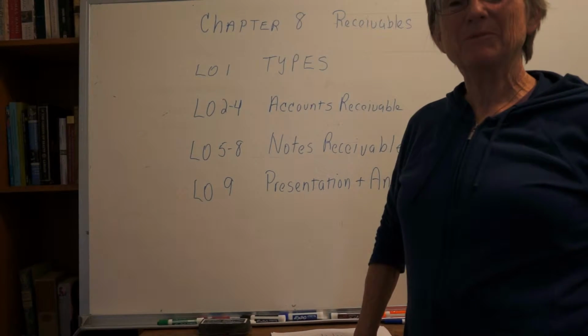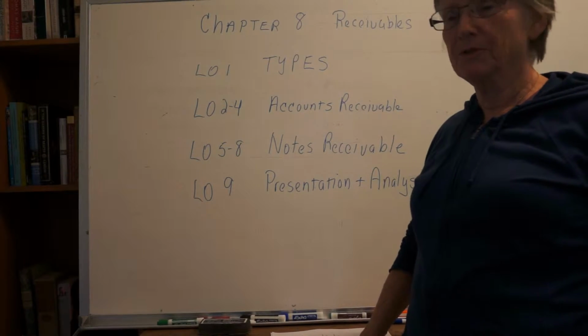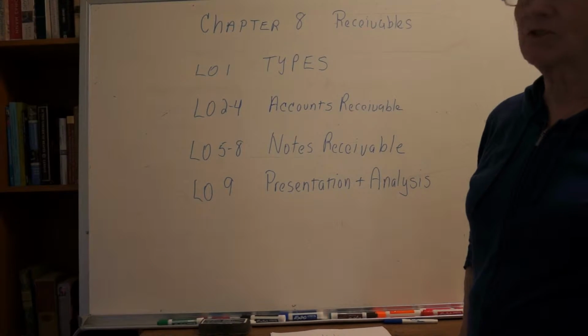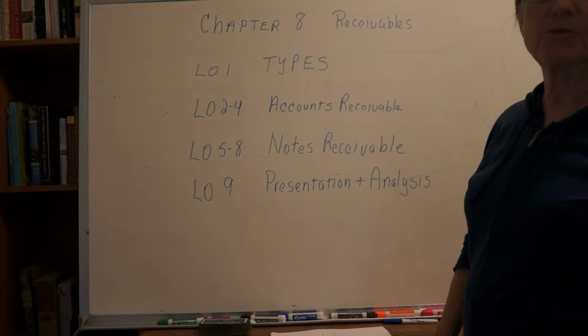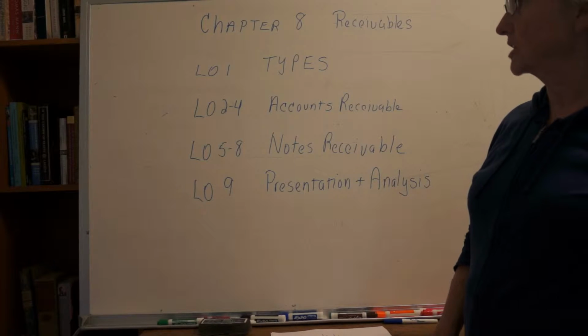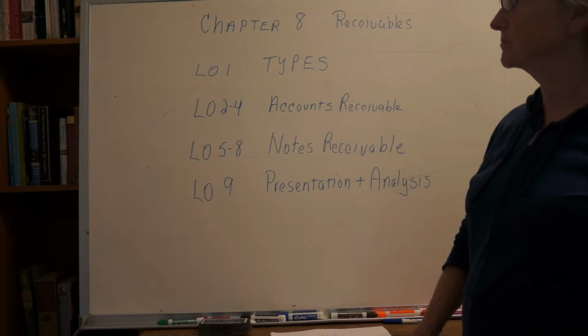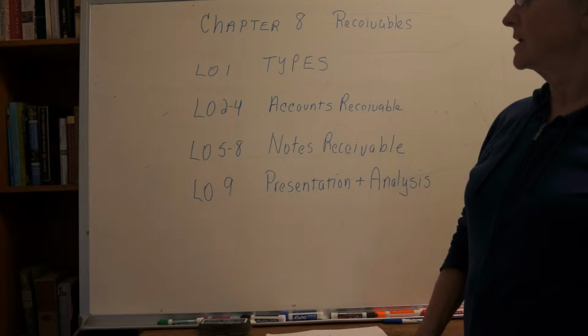Okay, so this is Chapter 8 on receivables. The chapter is broken up into a few different sections. This is how I break them up for study purposes. You have the types of accounts receivable. Just get that down. It's not that bad.